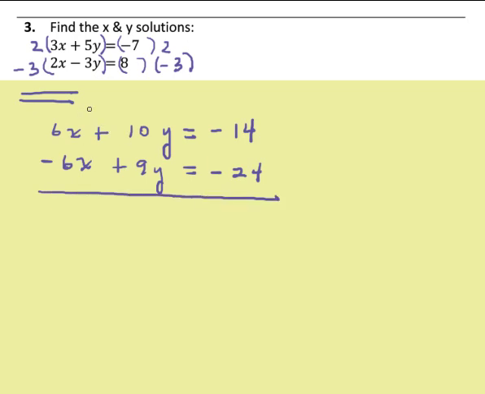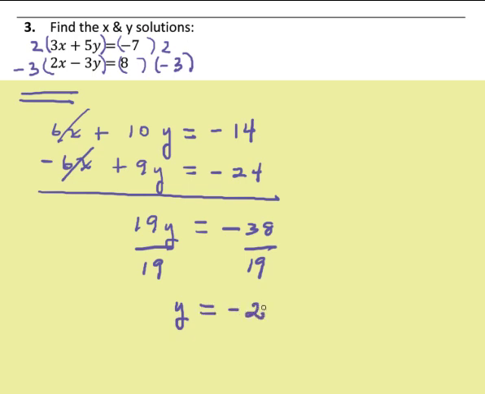Now when we add, we get canceling, just like we planned. Here we have 19y equal to negative 38. And now we just divide by 19. And we have y is equal to negative 2.